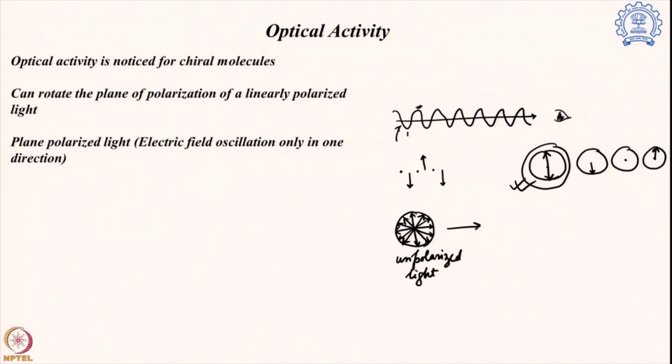However, if we pass this unpolarized light through some special crystal which absorbs all the different orientations of the light except one, it will release light which is vibrating in one particular plane, and that is known as plane polarized or linearly polarized light.